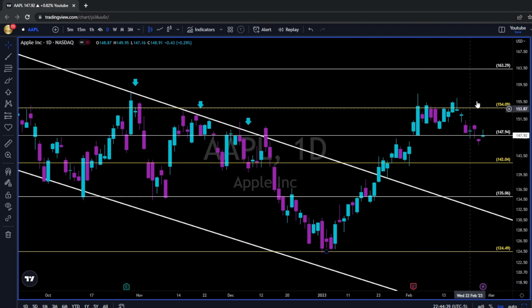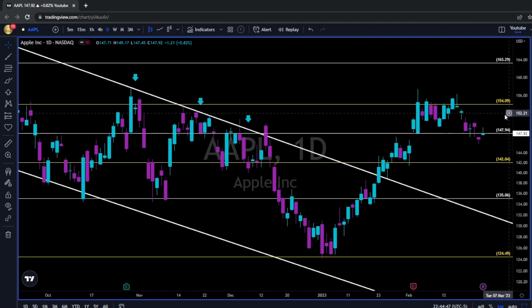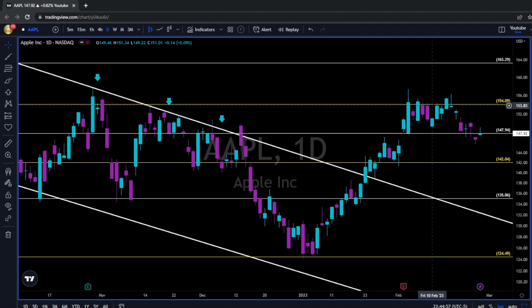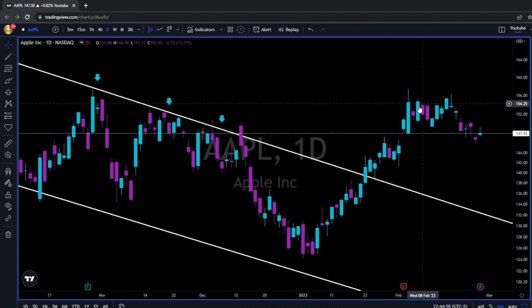Decide what? Up or down? Going up, above 150, we can go long. Below 146, 145, we can go short. But once again, always do your own due diligence.